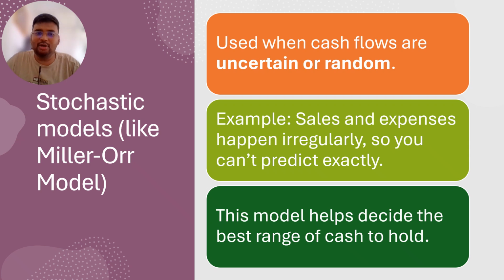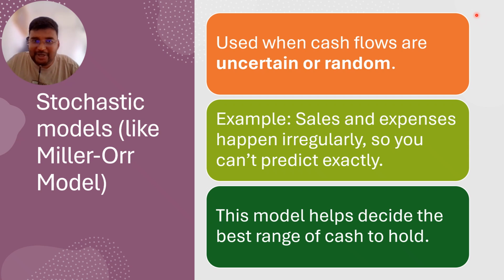The next model is the stochastic model. Stochastic means random. In the stochastic model, we will study the Miller-Orr model in detail. These are used when cash flows are uncertain, when they are not predictable. For example, sales and expenses might happen irregularly. They are not happening at particular intervals in the year, and you can't always predict exactly when money is going to come in and when money is going to go out.